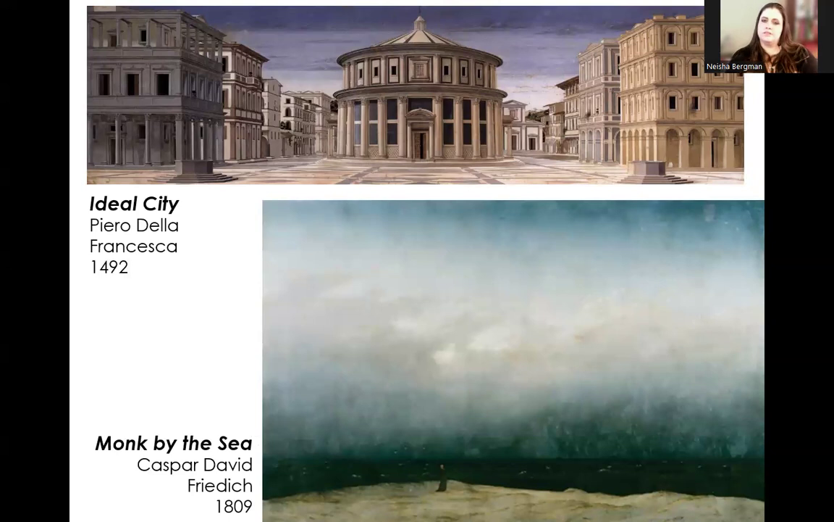And then 2 completely different spaces. You have Ideal City, 1492. You have Monk by the Sea in 1809. You got this one little dude standing here, and look at how empty all that feels. And then over here, even without any people, it feels crowded, clustered, full. Linear perspective, atmospheric perspective. A lot of things going on here. A lot of things with space.